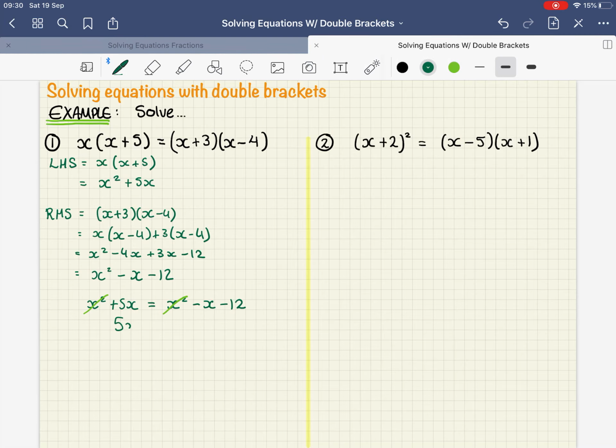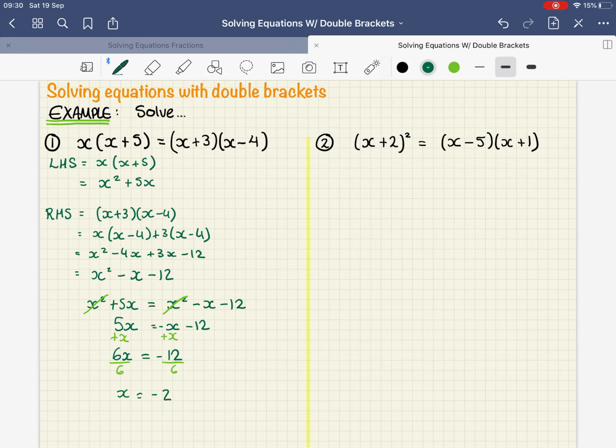So now I've got 5x equals negative x, negative 12. Add x to both sides. So I've now got 6x equals negative 12. And then divide by 6 to give me x equals negative 2.